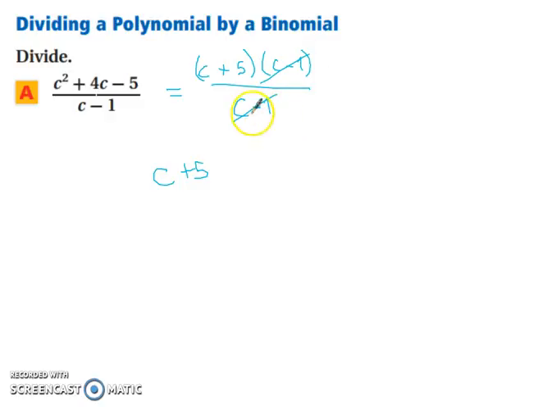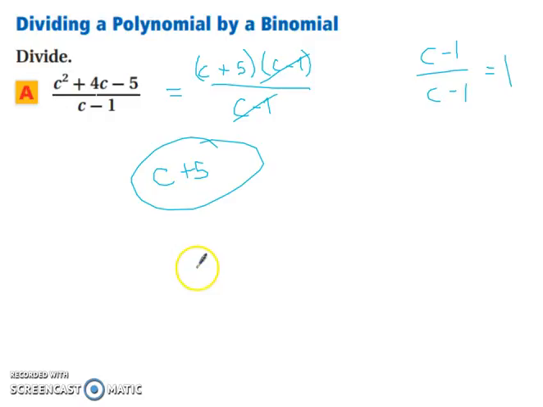Keep in mind, when you cross things off, it doesn't equal 0, it equals 1. Because c minus 1 divided by c minus 1 is equivalent to 1, not 0. So it is c plus 5.